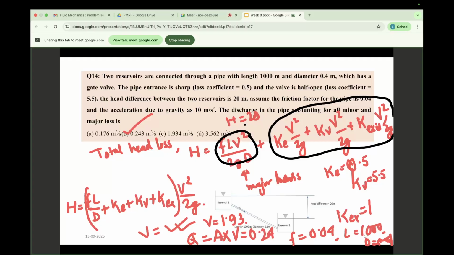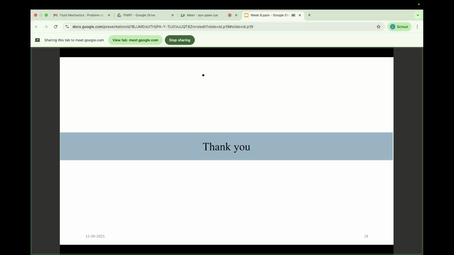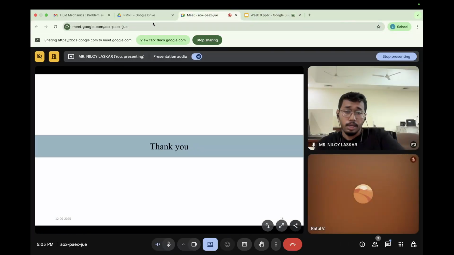I think up to this is for today. I think you understand this. Any confusion up to this? So I hope no such confusion.